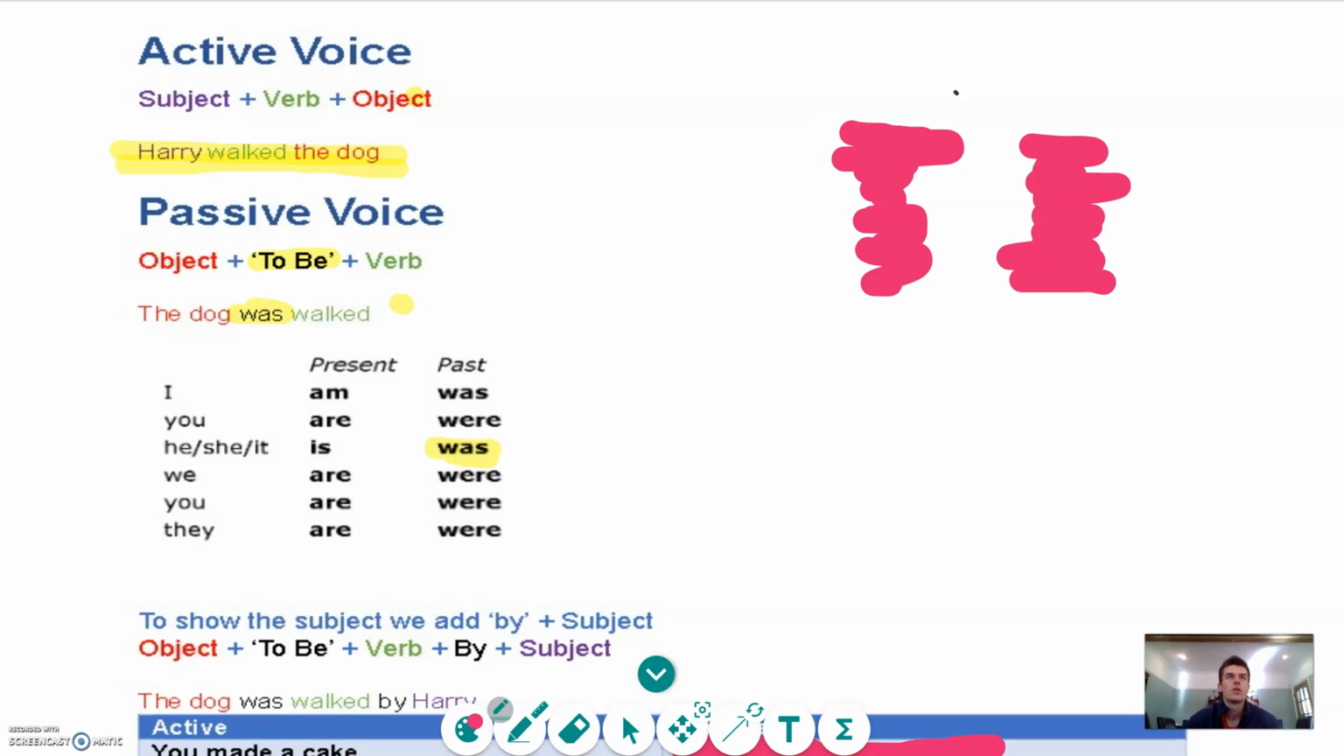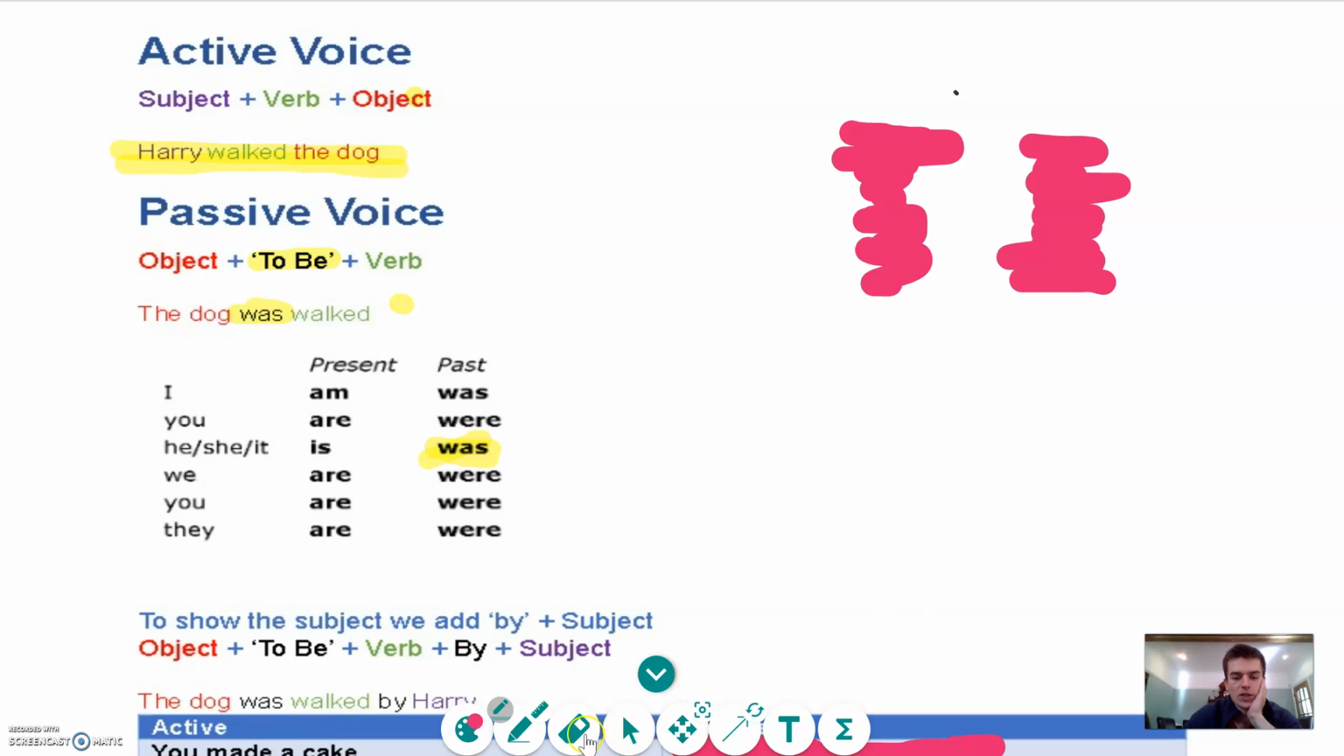So say, for example, we're using different sentences. We're talking about I made a cake. What we would then say is, in the active voice, that would be I made a cake. We want to change it to passive voice, so we'll make the cake the focus of the sentence. It would be the cake was made by me.